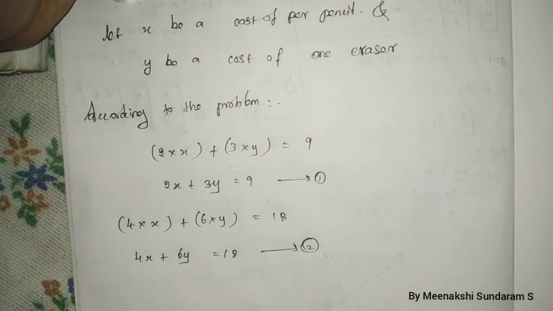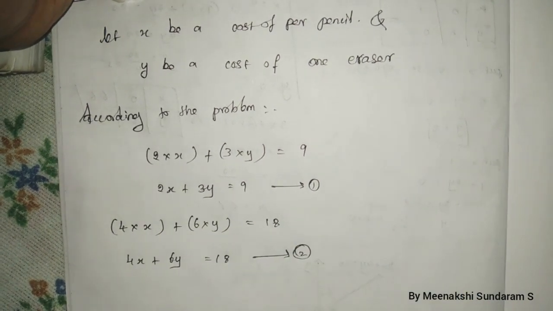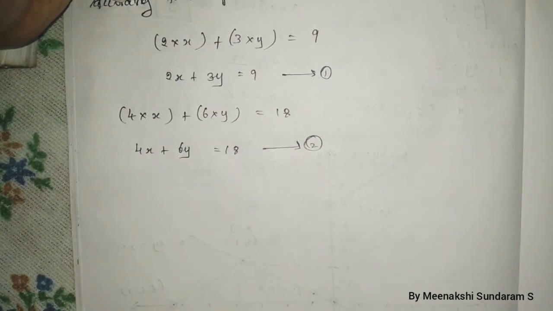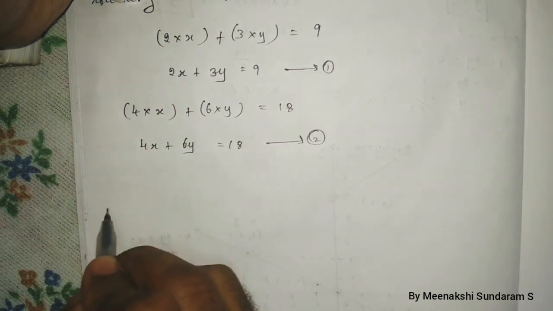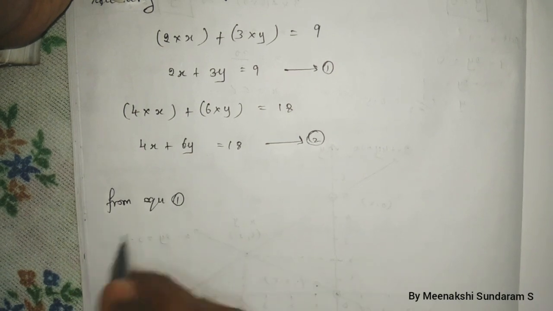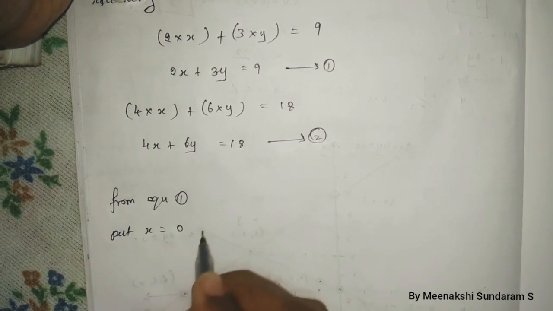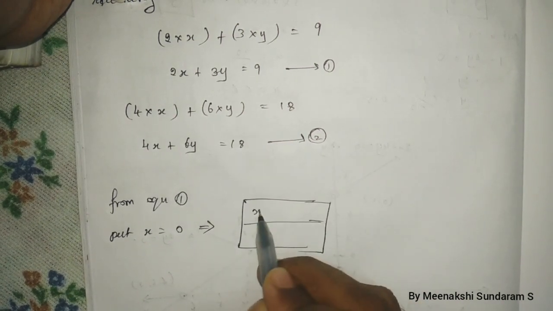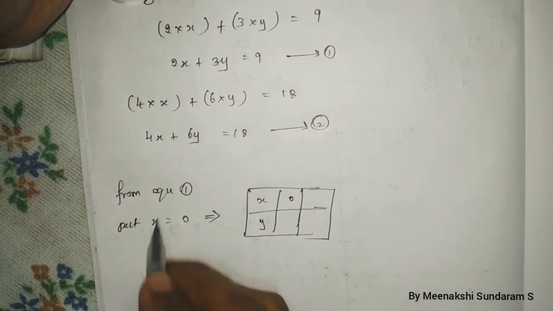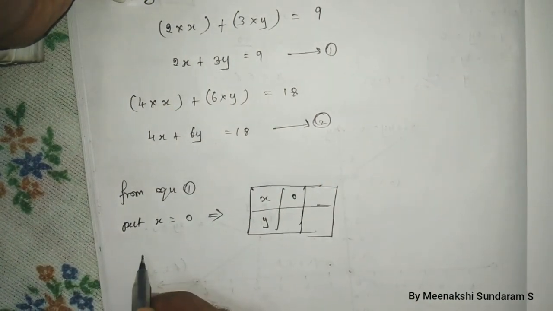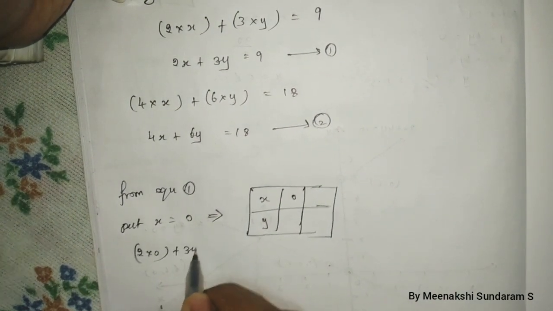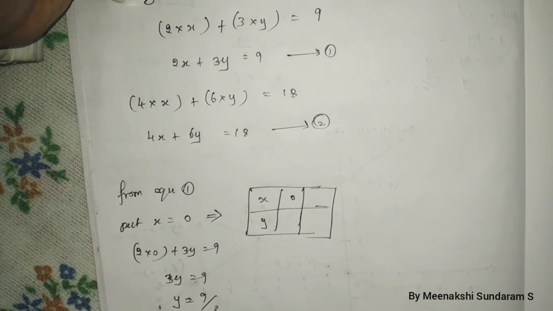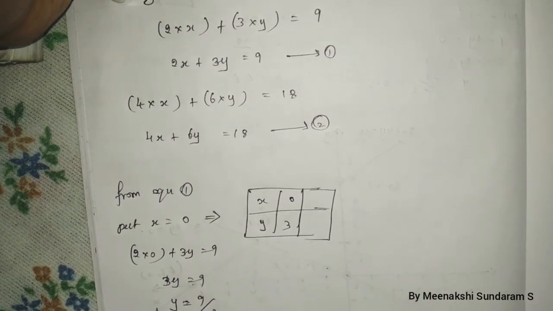Next, we should represent the same thing graphically, right? So the equations 1 and 2 we represented in algebraic form. Clear? Next, let me represent it in geometry, that is, graphically. First, we need to get points. From equation 1, put x equal to 0. So 2x plus 3y is equal to 9 becomes 2 into 0 plus 3y equal to 9. So 2 into 0 is 0, 3y is equal to 9, y is equal to 9 by 3, so y is equal to 3. Clear?